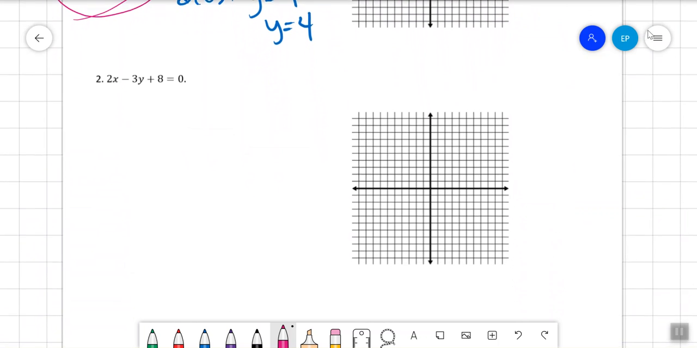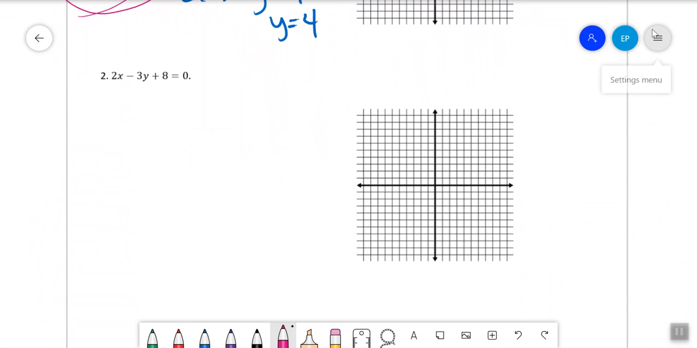I'm going to do this again. This one here, I'm going to make sure to move the 8 over first. So I'm going to rewrite the equation. So 2x minus 3y equals negative 8. Because I want it to be in standard form. Standard form is something x minus something y equals this. It's the easiest form that we're in.